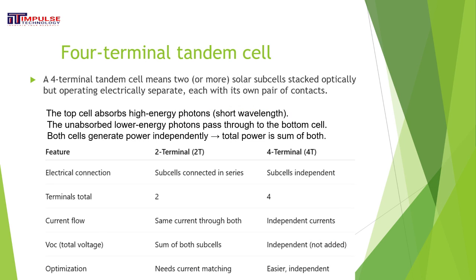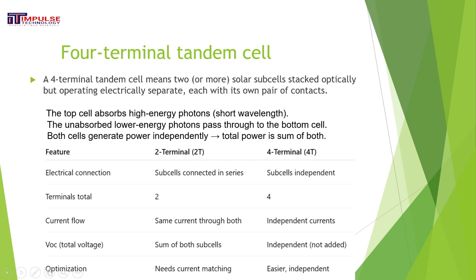About the 4-terminal tandem cells, you can see it means two solar subcells stacked optically, but they operate electrically separately. Generally, when you create the two terminals, it is like a series. But when you work on the four terminal, it is divided into two parts. One is the top cell, the second one is the bottom cell. The top cell absorbs high energy photons and some of the unabsorbed lower energy photons pass through to the bottom cell. Both cells generate power independently, and then the total power is the sum of both.